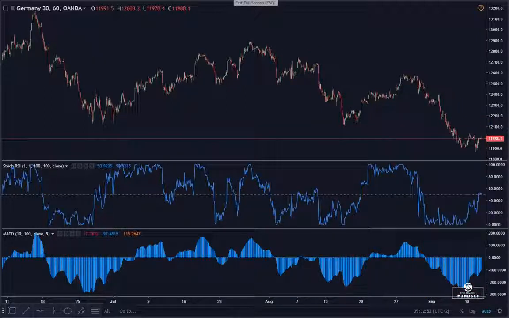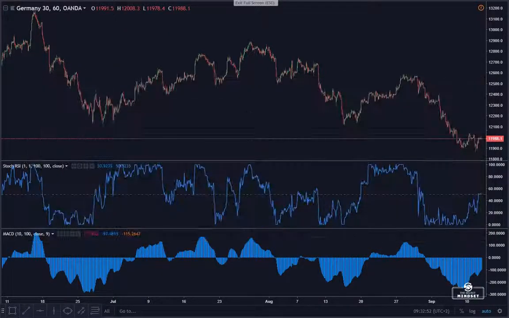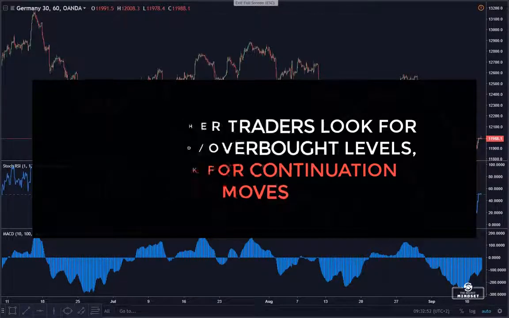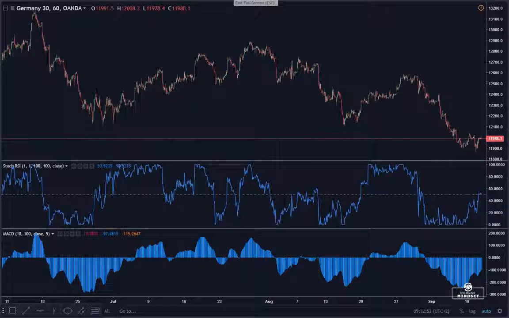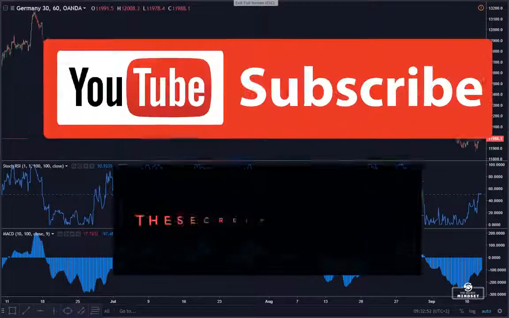By using the stochastic RSI this way, we gain an important advantage by looking differently at this indicator. We don't trade overbought and oversold levels, and we don't chase tops and bottoms as most traders do. We are searching for market strength. As I was saying before, when day trading or swing trading with a stochastic RSI, we must use it in conjunction with other technical indicators or chart patterns in order to maximize its effectiveness.